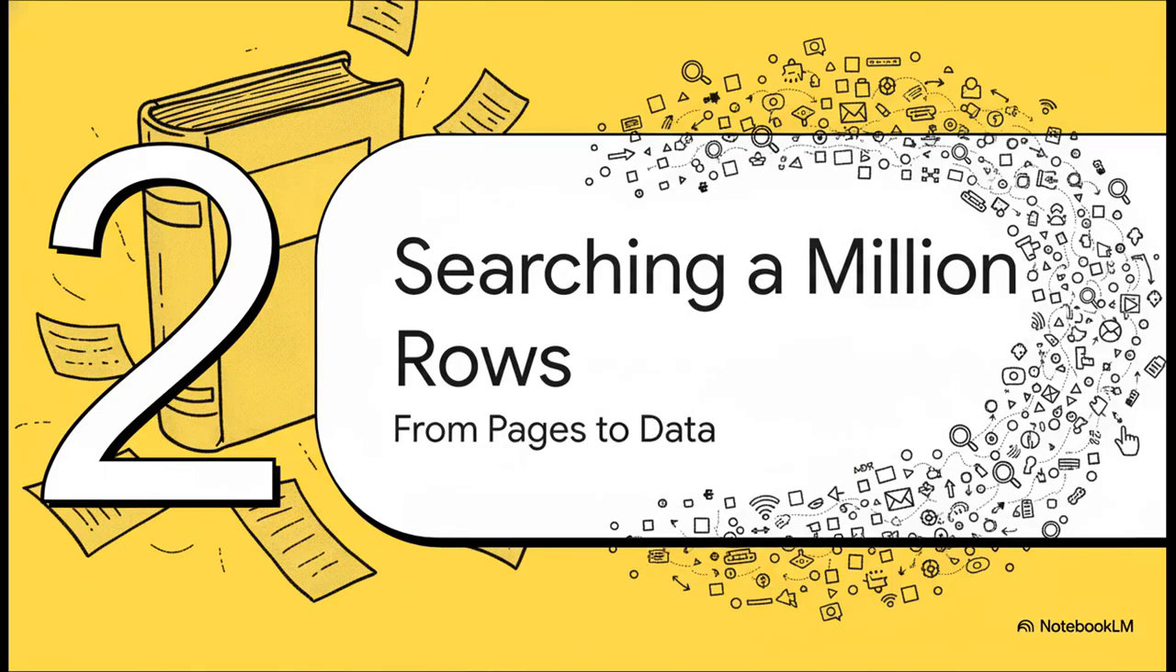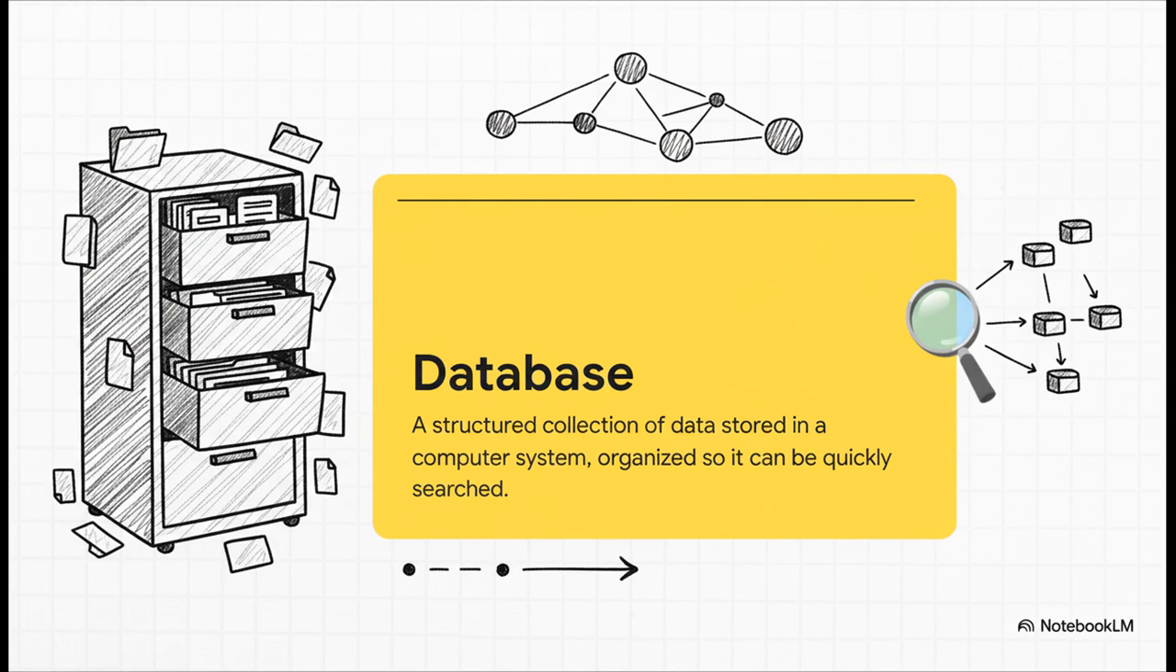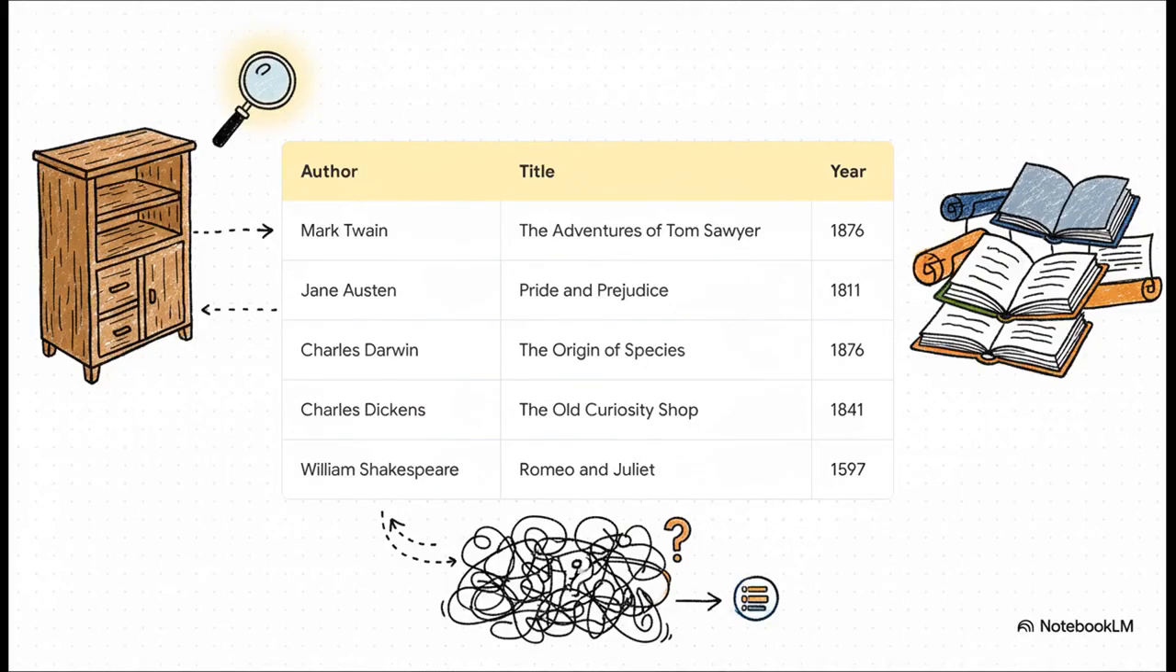All right, let's take that exact concept and jump from that 500-page book into the digital world, a world with millions or even billions of pieces of information. See, in the digital world, all this information is stored in what's called a database. And the easiest way to think about a database is just as a massive, perfectly organized digital filing cabinet. It's built specifically to be searched. So inside that filing cabinet, data is usually stored in tables, kind of like a spreadsheet. Each row is a single item, like one book's author, title, and the year it was published.